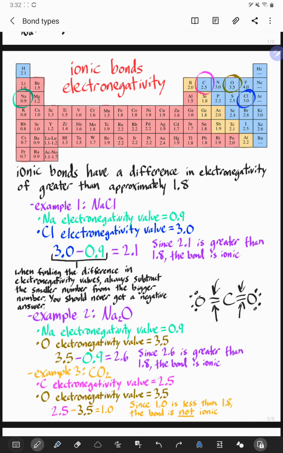And specifically, this is a covalent bond. But we'll learn about covalent bonds, and then we'll learn about another bond called metallic bonds in a later video. But for right now, we're just focusing on, is it ionic or not ionic? And this one, since the value is less than 1.8, it is not ionic. And that's all I got for this video. We're going to cover more topics concerning ionic bonds in the next video.